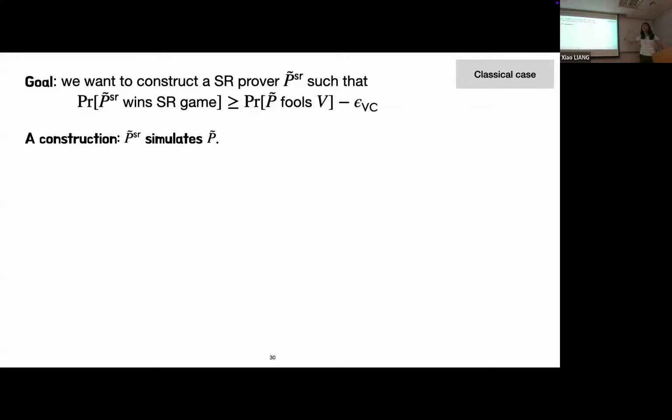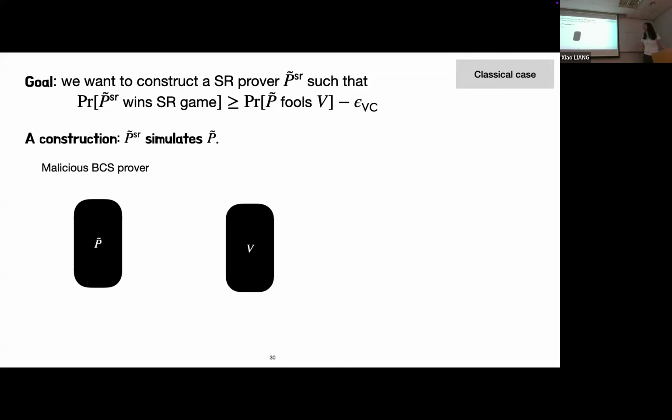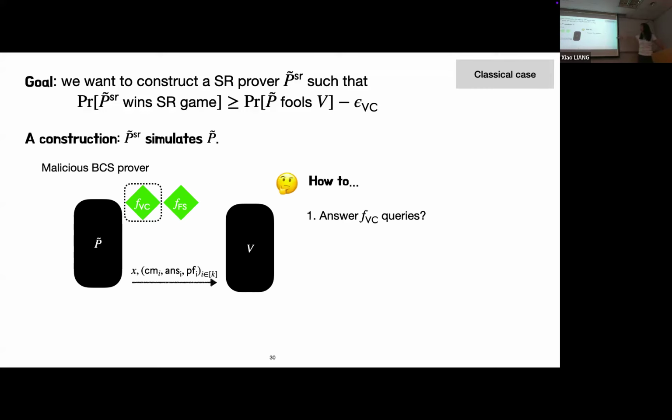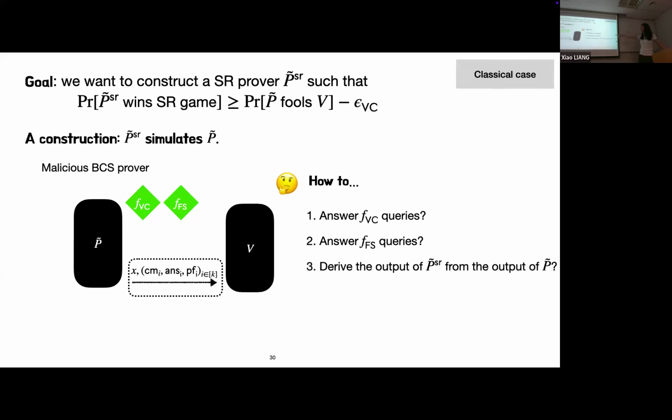And this construction of the state restoration prover has like 3 steps. So it's going to simulate the BCS prover. And it basically needs to simulate all of the oracle queries that the BCS prover is making. So we need to know how it's going to answer the VC queries, how it's going to answer FS queries, and how it's going to derive the output from the output of the BCS prover.